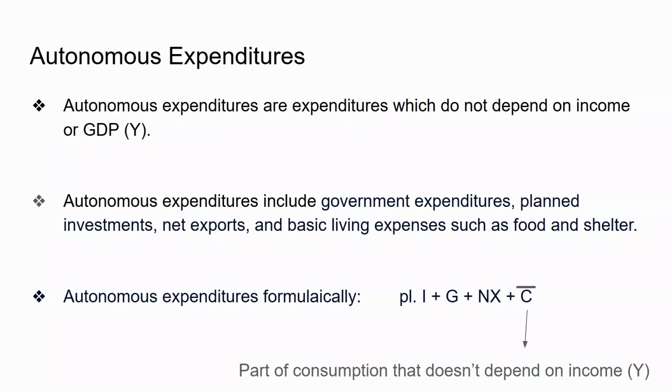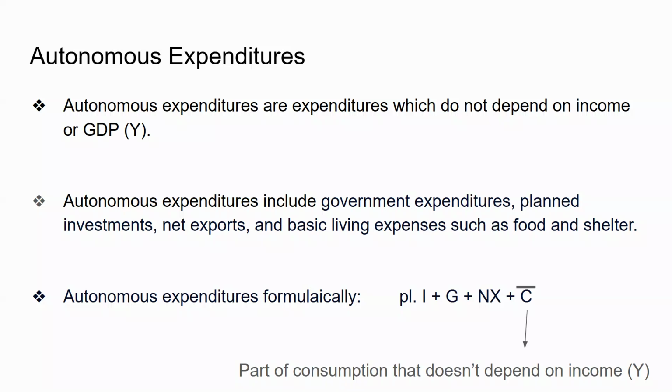Autonomous expenditures are expenditures which do not depend on income, or Y. Autonomous expenditures include government expenditures, planned investments, net exports, and basic living expenses such as food and shelter.